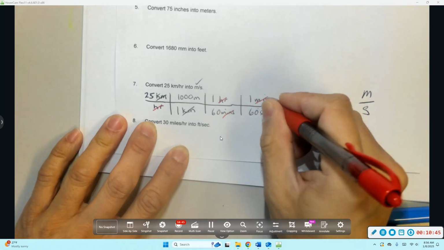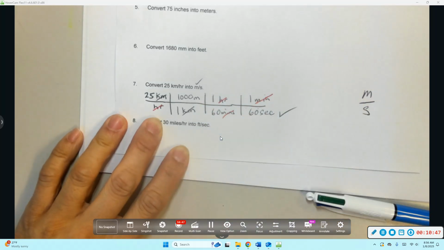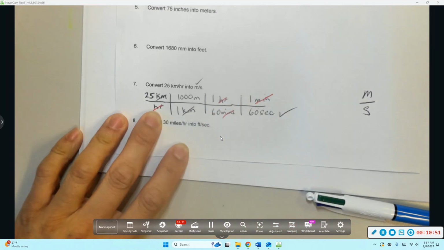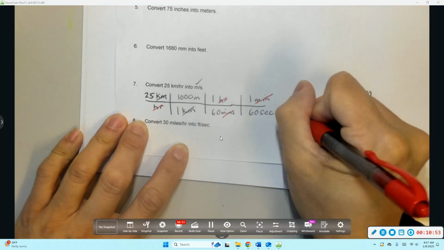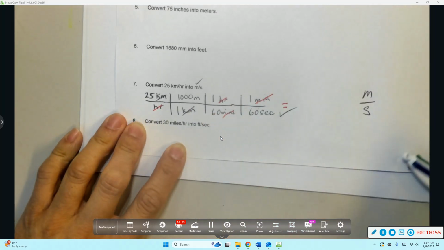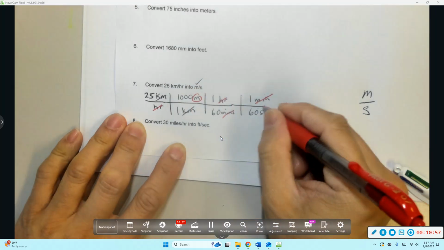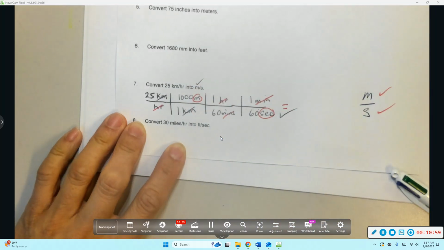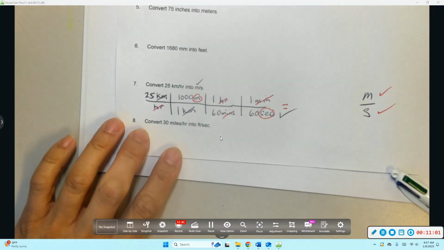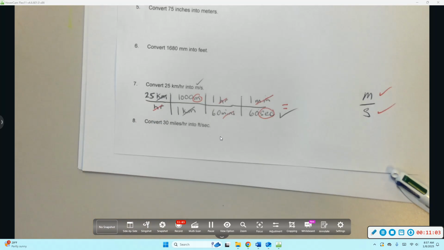So there's a pattern. If it's at the bottom, the next one you put on top. If it's already on top, you put it on the bottom. That's how you cancel things out. So the same concept here, right? So we end up with meters on top, seconds on the bottom. That's exactly what we're looking for. So that's how you convert. If you have 2 units, do the top one, do the kilometer first, and then do this time after.